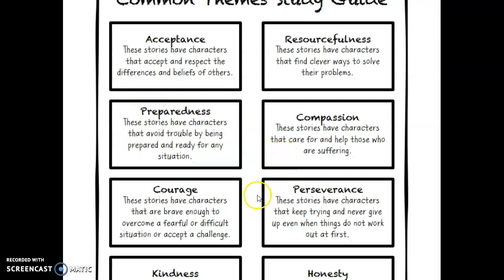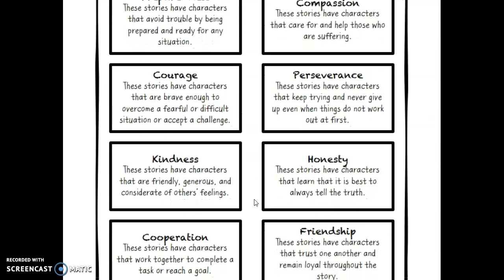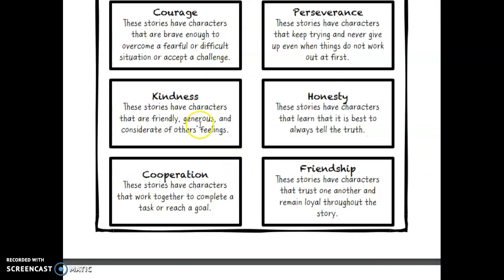Next we have perseverance. These stories have characters that keep trying and never give up even when things do not work out at first. Then there are the themes of kindness. These stories have characters that are friendly, generous, and considerate to others' feelings. Then we have honesty. These stories have characters that learn that it is best to always tell the truth. Cooperation. These stories have characters that work together to complete a task or reach a goal.